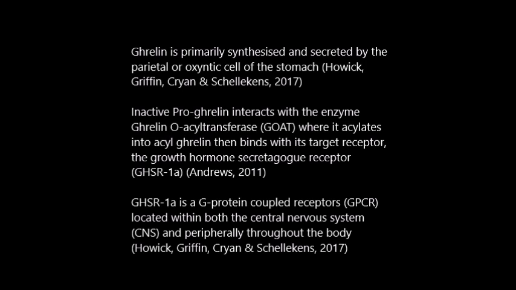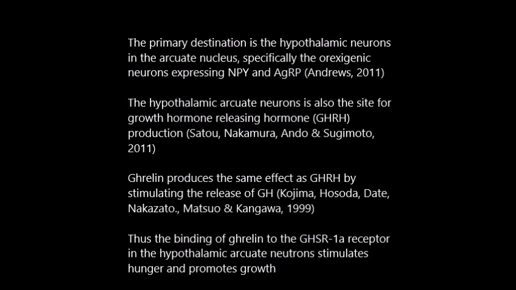Now, GHSR1A is a G protein coupled receptor and it can be located within the central nervous system or peripherally throughout the body. Its primary destination in respect of its function in maintaining food intake and energy homeostasis is the hypothalamic neurons in the arcuate nucleus. More specifically, it's the orexigenic neurons expressing NPY and AGRP.